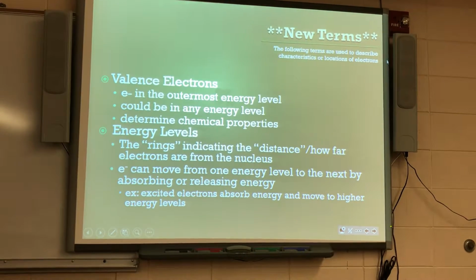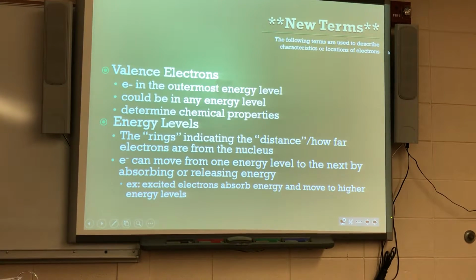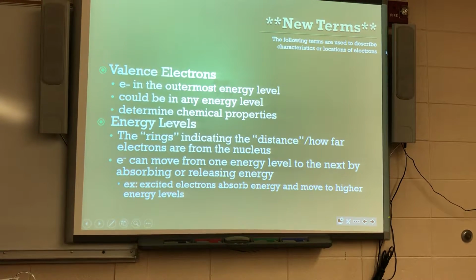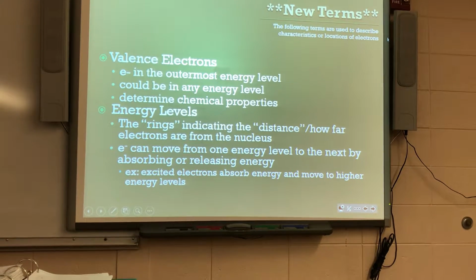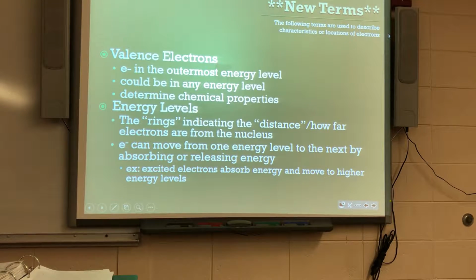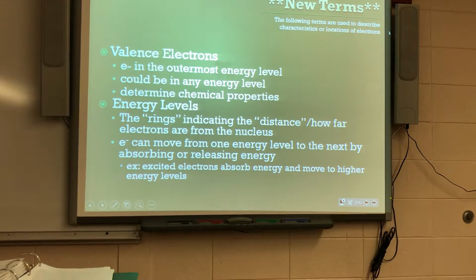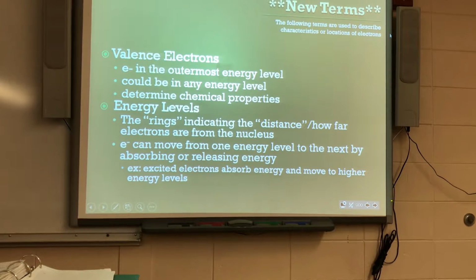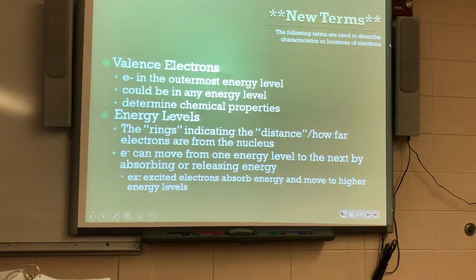And the electrons can move from one energy level to another just by absorbing or releasing energy. My example is back when we were learning about Niels Bohr: if electrons get excited, it's because they have absorbed energy and moved to a higher energy level. Again, that makes them slightly unstable, and then they want to release that energy. After they've released it, they fall back to a lower energy level, and then they're considered stable.